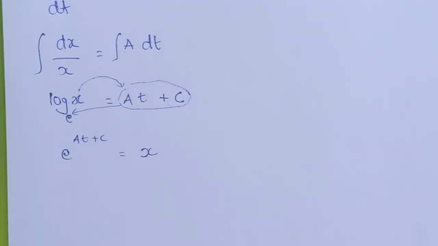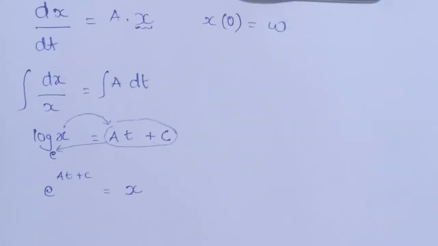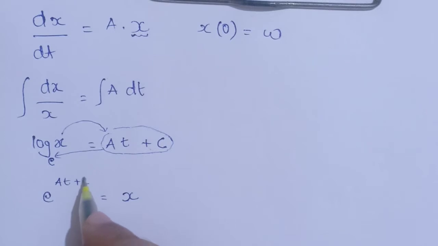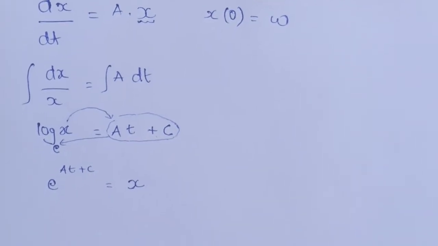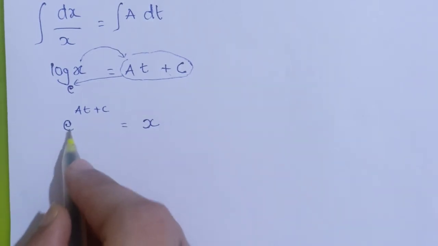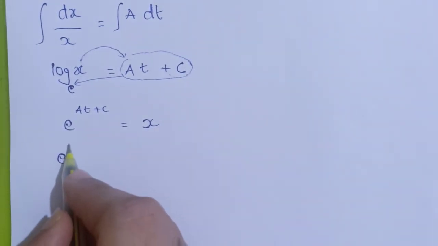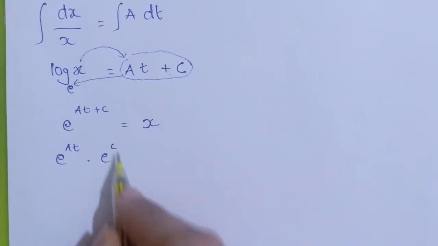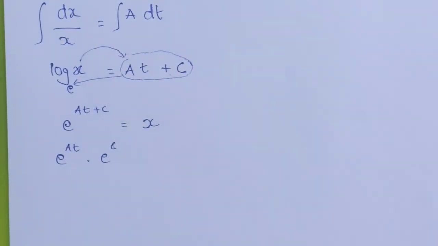Just to write it in a more proper form, we also need to recall that we have an initial value of x, and we need to make use of this to get rid of this constant c. So let's use that and move further. I will be splitting this into two parts. As we know, we have addition in the power, so I can always split this into two parts, one with this and one with this, and that equals x.